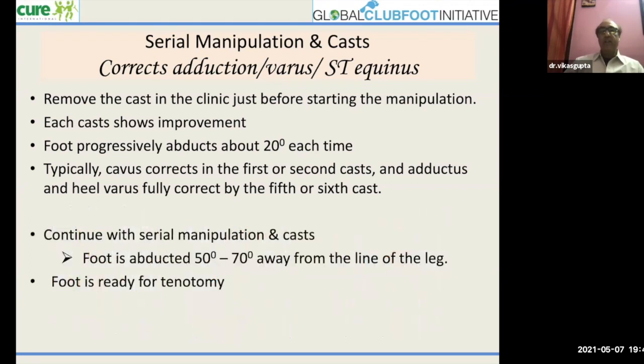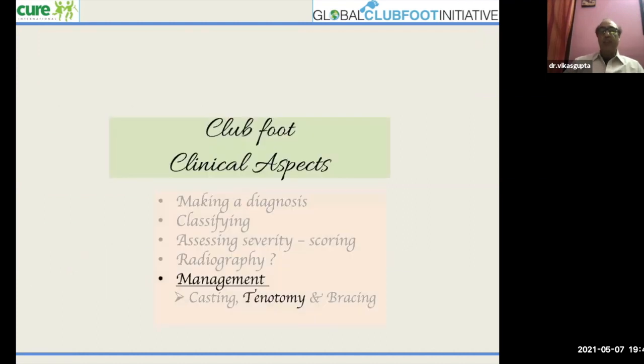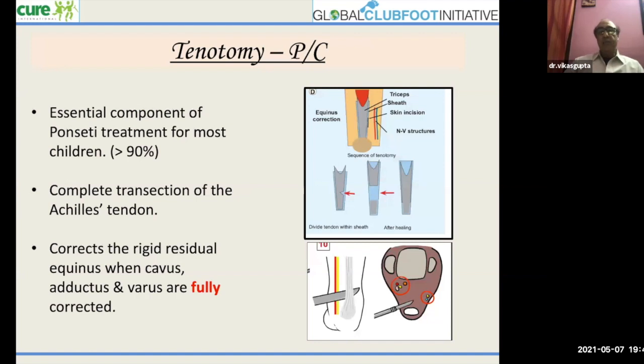And what is residual left is now the ankle equinus, which is corrected by tenotomy. So with serial manipulation and casting, the foot is abducted about 50 to 70 degrees. And this is the time the foot is ready for tenotomy. Now, tenotomy again is not a difficult procedure, but remember, it is an essential component of the Ponseti method in almost, I would say, more than 95% of the cases. And it is not a lengthening, it's a complete transection and only done when the rigid residual equinus is there, following correction of cavus, adductus, and varus.